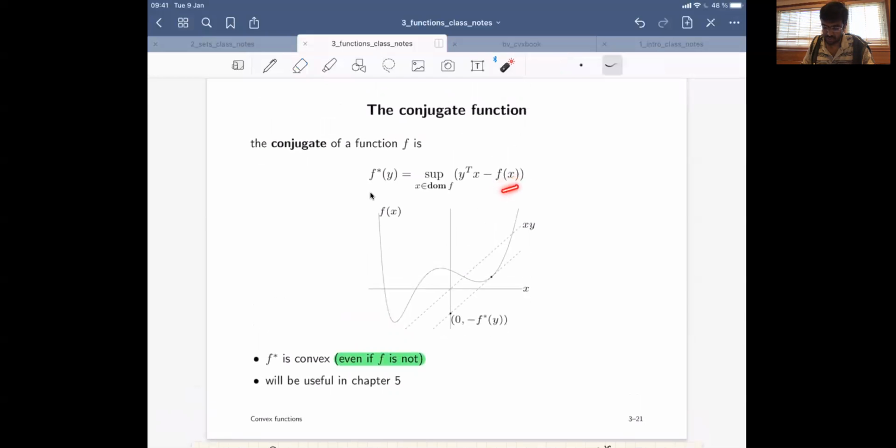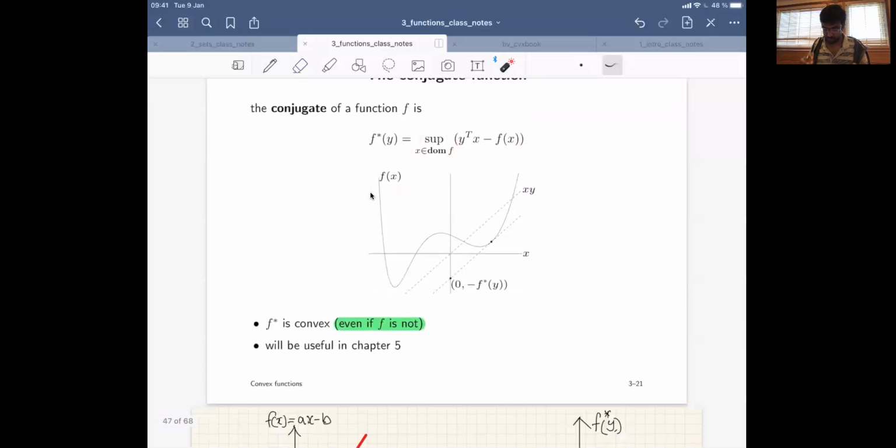Okay, and conjugate function of that function f of x is denoted as f star y. How do you define that? You first draw a line through origin, y transpose x, and then take the distance. It's not distance. Subtract this. Subtract the function from that line. Okay, and then for all x belonging to the domain of the function f, take the maximum, that is the conjugate function. So don't worry, we will explain.